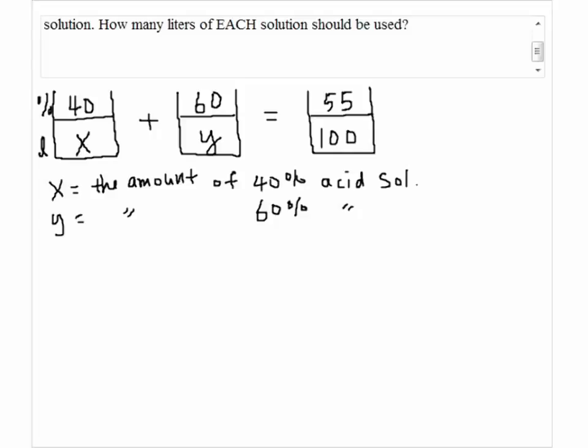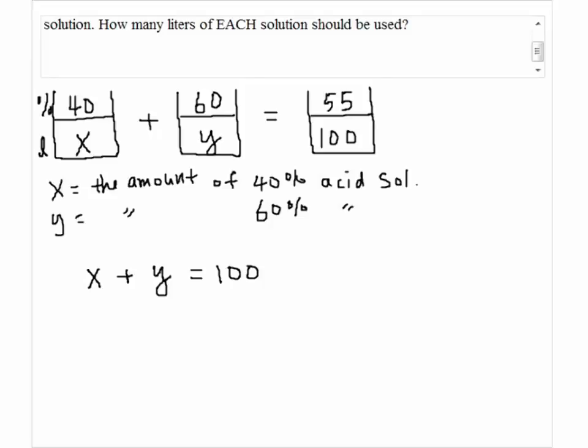Okay, now we're going to make two equations since we have two variables. The first equation comes from the total amount of mixture. When you add the amount of the 40% solution to the amount of 60% solution, we get the total of 100 liters.